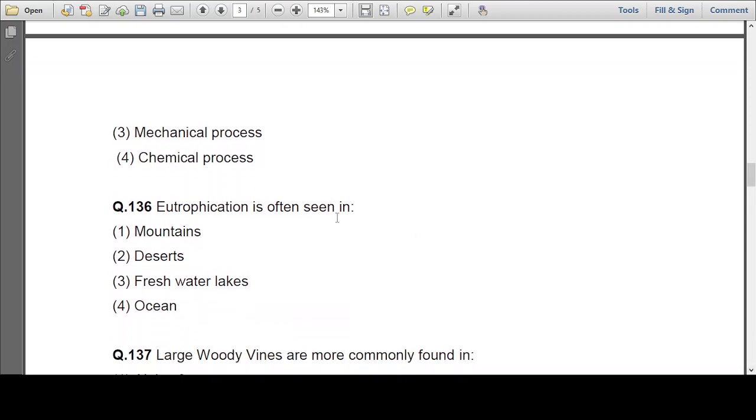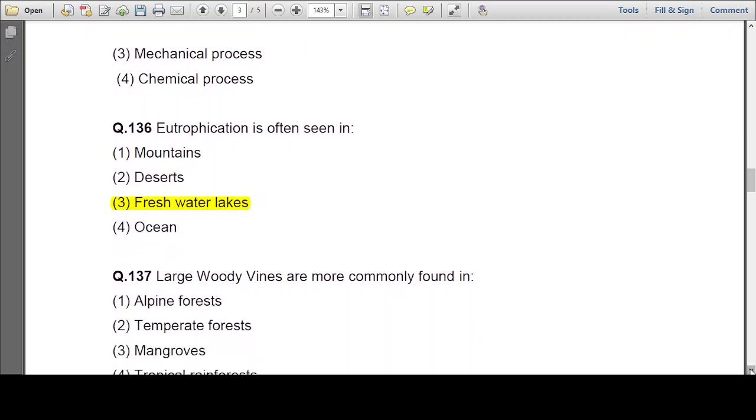136. Eutrophication is often seen in freshwater lakes, because in freshwater lakes the probability of eutrophication is very high. So the correct answer will be option number 3.